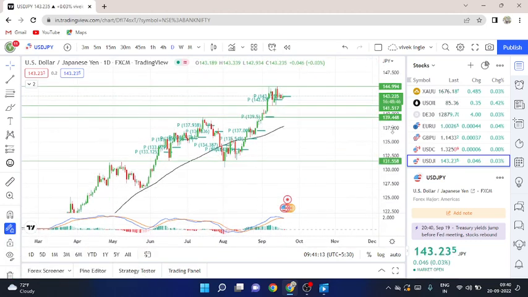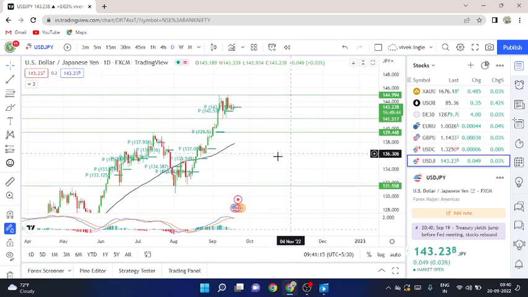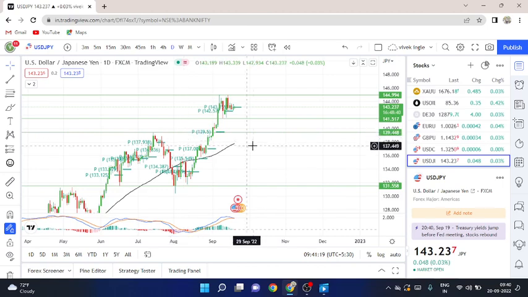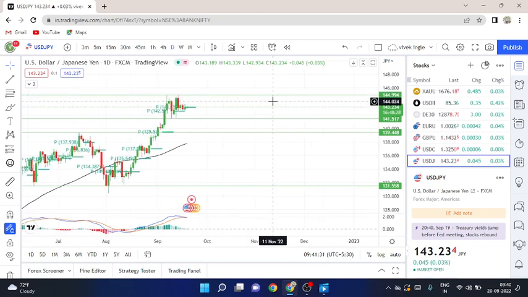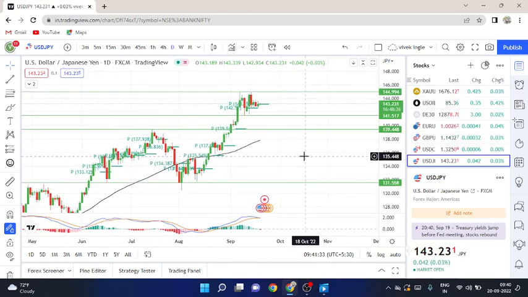But friends, we can observe something here. After breaking this 139.3 level, it went directly to 145. But friends, this time it is barely able to make new highs. It is stuck at this level, that is near about 145. And you can also observe some things here.